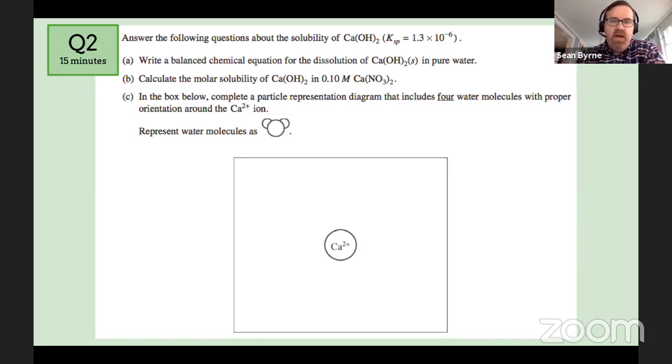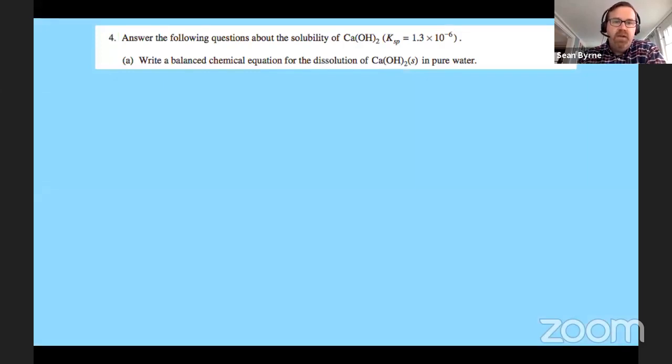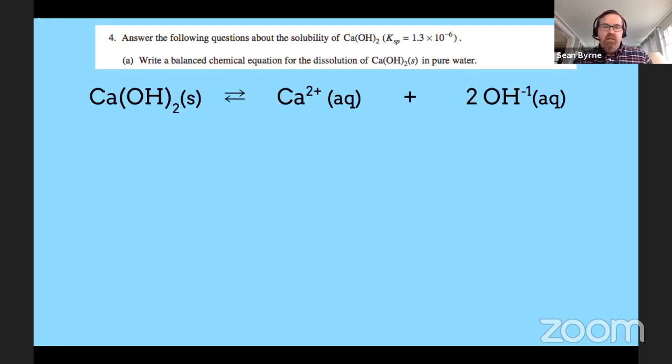Okay, I'm going to assume that you have at least some sort of a solution in front of you as we tackle this problem. First thing we're going to do is write a balanced chemical equation for the dissolution of calcium hydroxide in pure water. I hope that this is a relatively straightforward one for you. We're just identifying that calcium and hydroxide are the 2 ions, that we would have 2 OH minuses that are here.